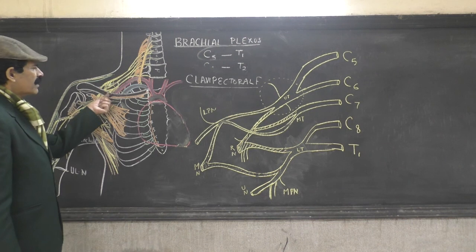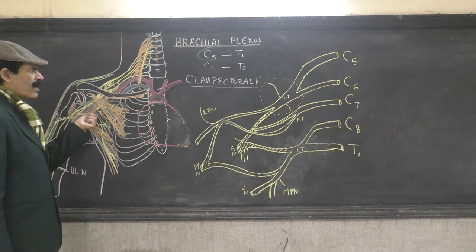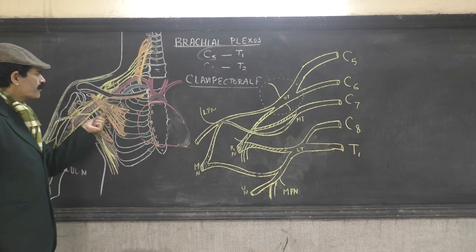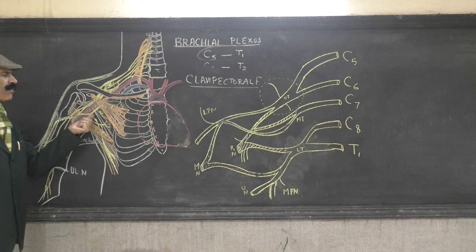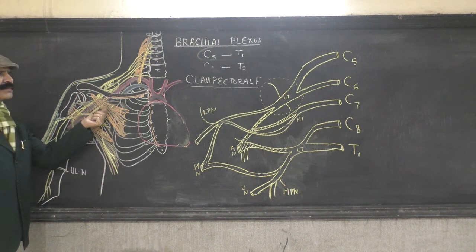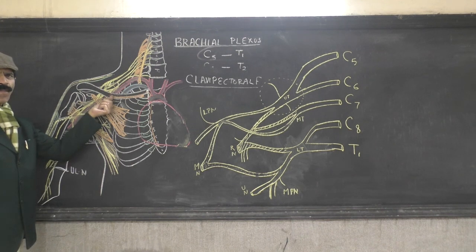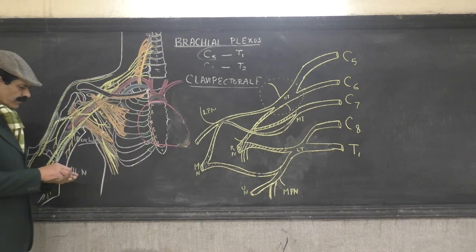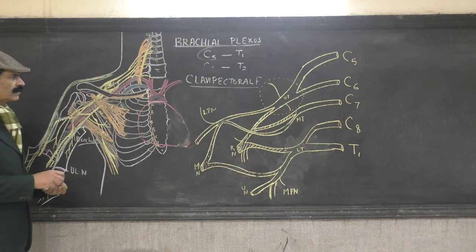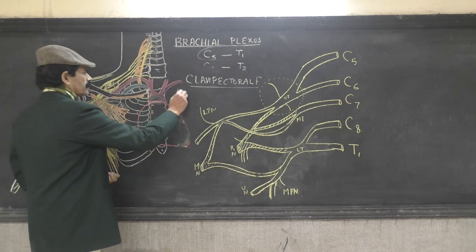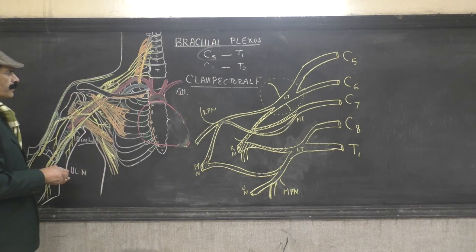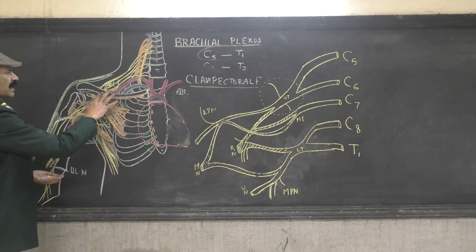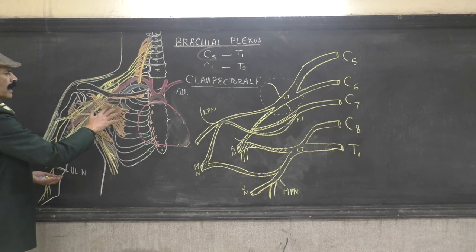So clavi means clavicle, pectoral means pectoral region. So this is a modified deep fascia, or modification of the deep fascia of the thorax, which is present between the pectoralis minor and the clavicle. So its attachments are the clavicle and the pectoralis minor muscle.